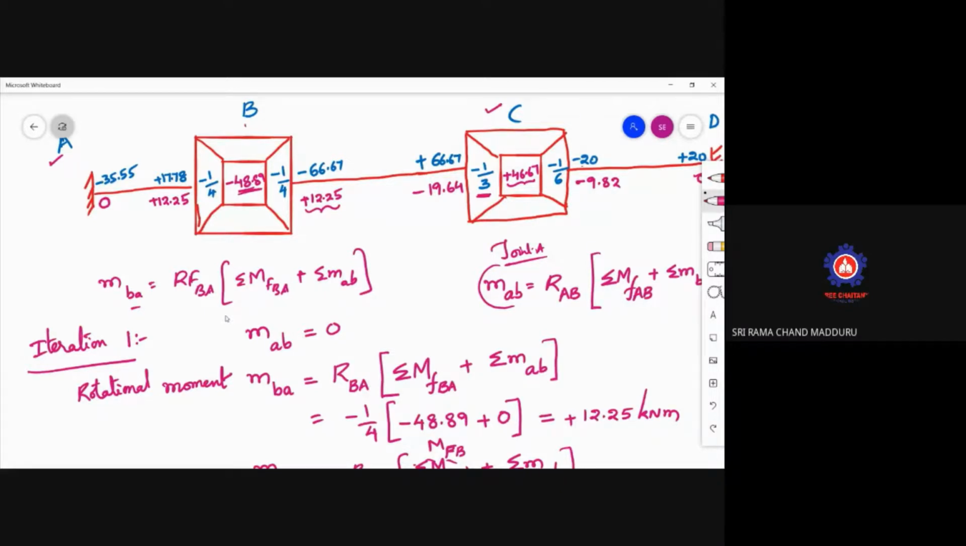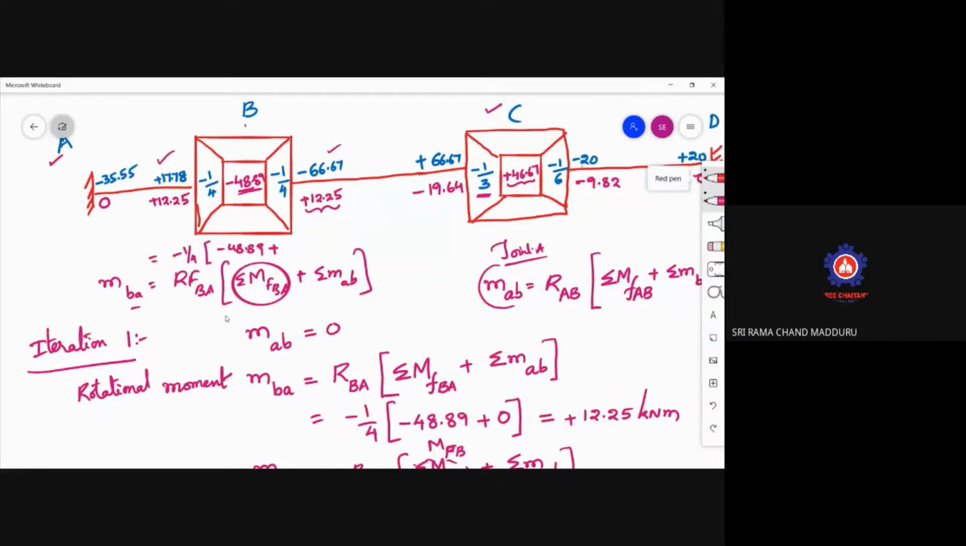Here, if you write down this, I am just writing here, RFBA is minus 1/4 into the summation of sigma MFBA, which is nothing but MFBA plus MFBC. So these two are added and you have written minus 48.89 plus, you have to write down for this B, what are the far end rotational moments?